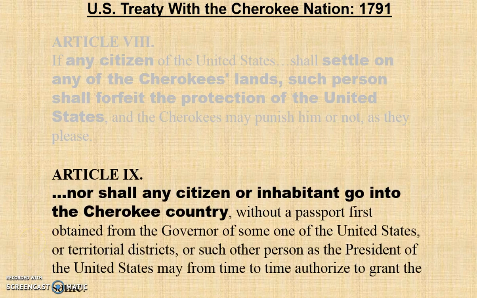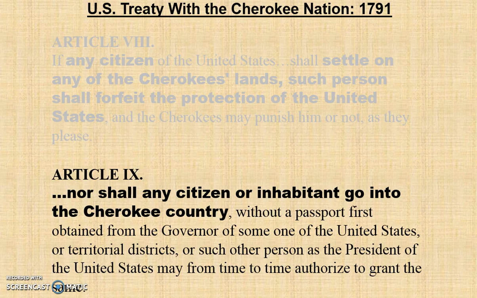Now you might say, why did the U.S. do this? Because George Washington had negotiated a treaty with the Cherokees going back to the Revolutionary War, in which they agreed to remain neutral in the U.S.'s fight with Britain. So this was sort of a payback for the Cherokee support of the U.S. during the Revolution. So we have a sovereign nation within a sovereign nation, the Cherokee within the United States.